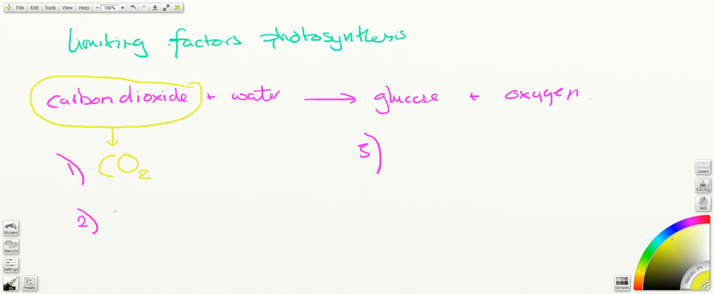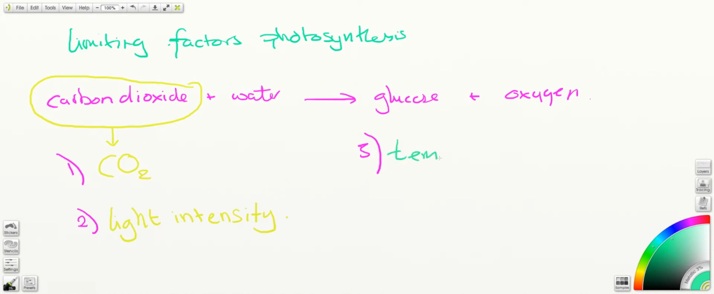The second thing is light intensity. Okay, so what you need to know about this is that the more light intensity you have, the higher the rate of photosynthesis. And finally, what you need to know, I'm going to change the color, I don't like that color much. Finally, what you need to know is the amount of temperature.